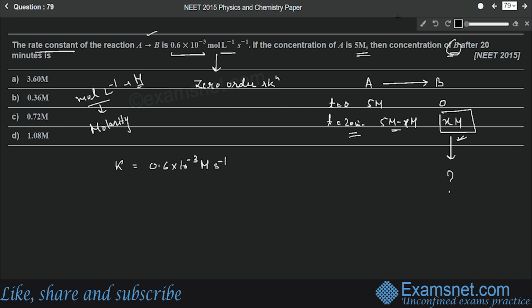Now for a zero order reaction, the value of x is equal to k into t. There is a derivation for this that you have to know. So x is equal to k into t.